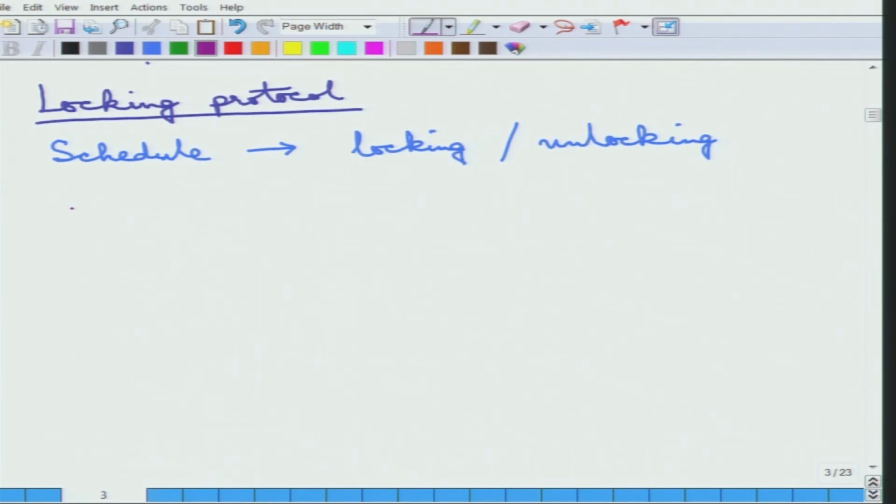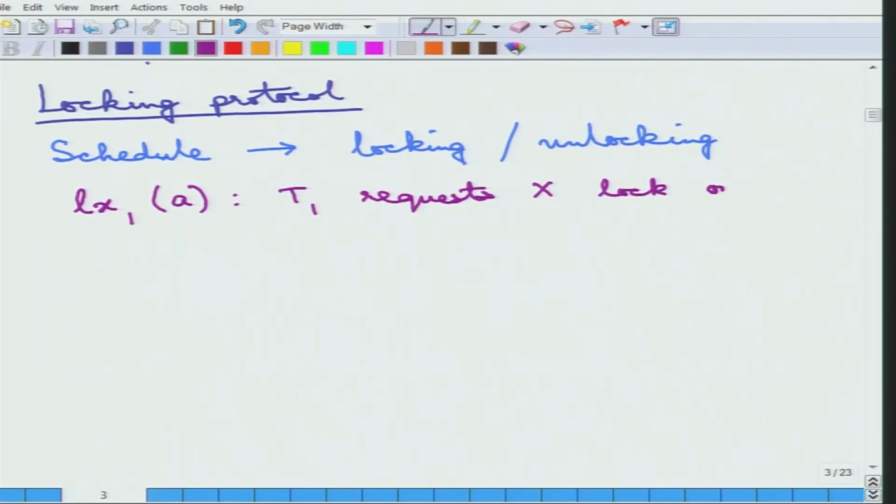This is Lx1 of A. This notation means that transaction T1 requests an X lock on data item A. That is why it is called lock X. L stands for locking, X means exclusive lock, by transaction 1 on data item A. So that is the notation Lx1 of A: transaction T1 requests an X lock on A. Now when you say Ux1 of A, it means that transaction T1 releases the X lock on A.